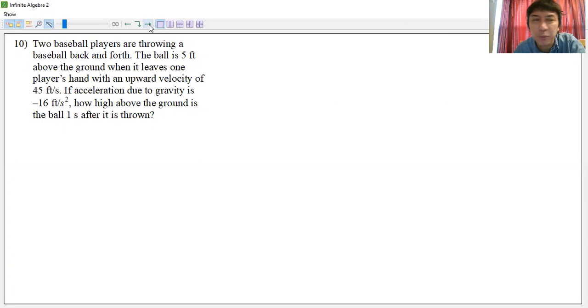Okay, back to motion problem. Two baseball players are throwing a baseball back and forth. The ball is 5 feet above the ground when it leaves one player's hand. So that means that's the initial position of the ball. So we will have that h of 0 will be 5.